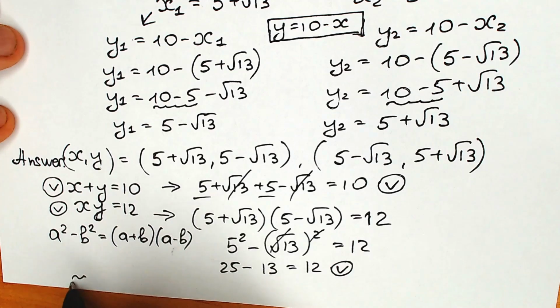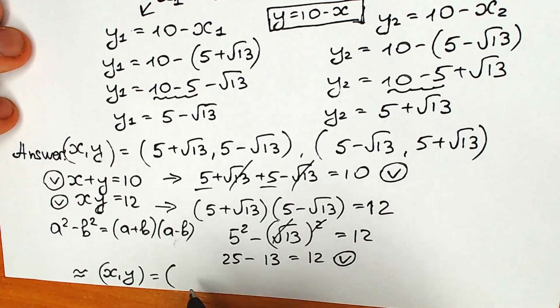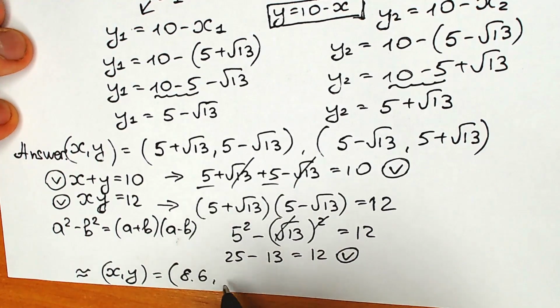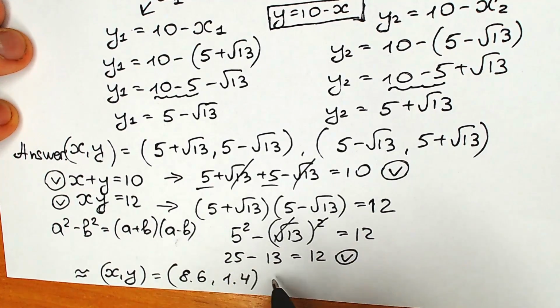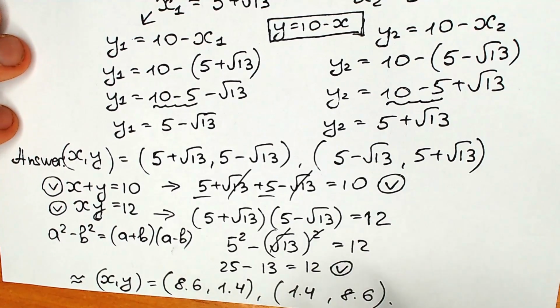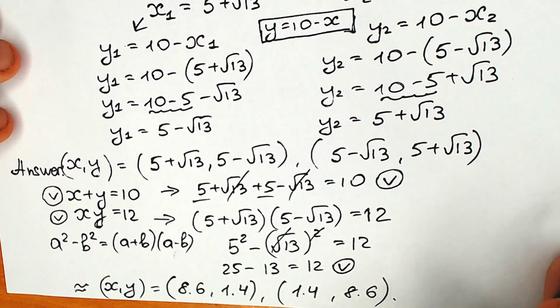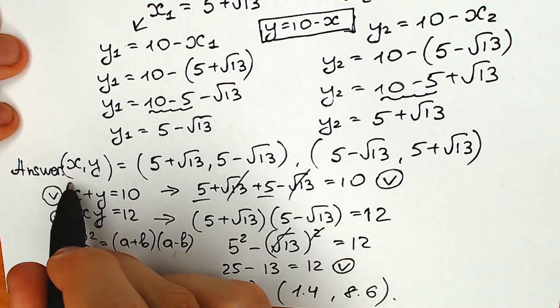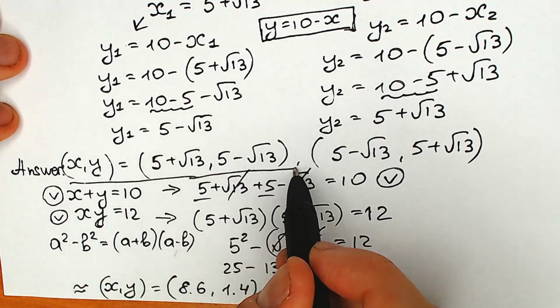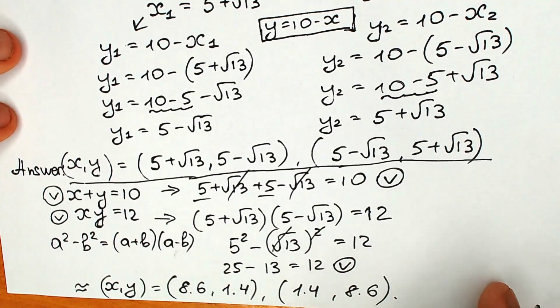So if we're talking about the approximate answer, and about pairs x and y, we are talking about the first pair 8.6 and 1.4. This is the first pair, and the second pair 1.4 and 8.6. So we are talking about an approximate answer. But if you see it on your exam, this is absolutely enough for you because you are not allowed to use a calculator. So this is our absolutely correct answer.